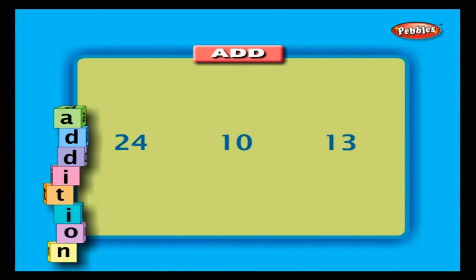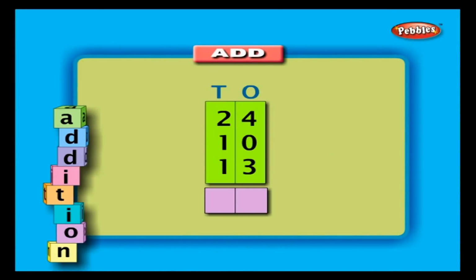Addition of 3 rows without carrying. Add 24, 10 and 13. Arrange them in a column. First add the ones column. 4 plus 0 plus 3 is 7. Write 7 below the ones column.